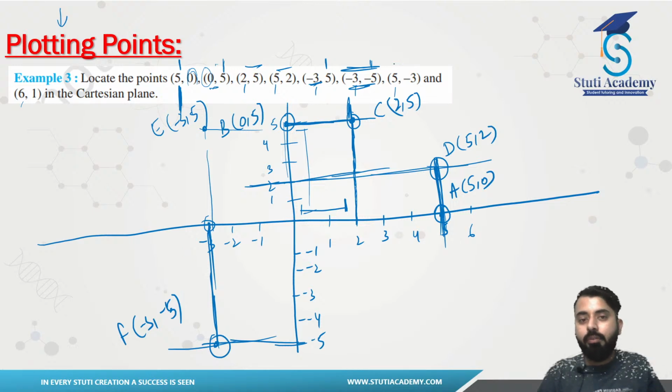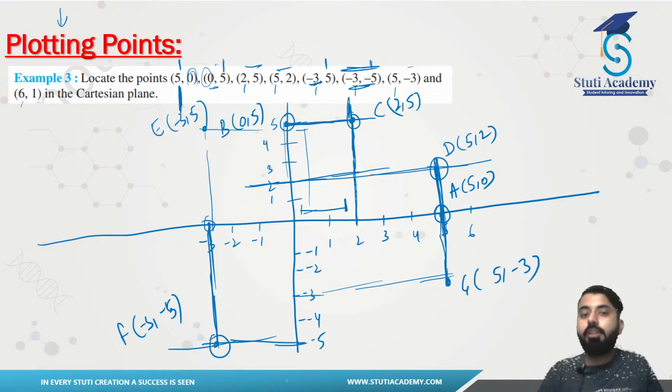Now you have a horizontal distance 5 and vertical distance -3. So you guys see 5 is here, -3 is here. So that means they will be intersecting somewhere here. This point will be your, let's say, G point, which is 5, -3. And lastly 6, 1. Maximum value 6 and 1. That should be the point. It should be somewhere here.